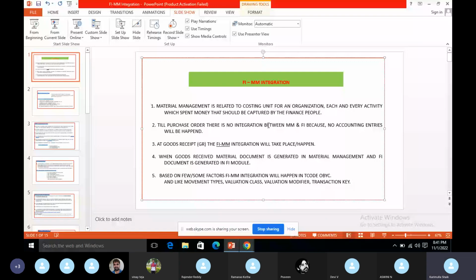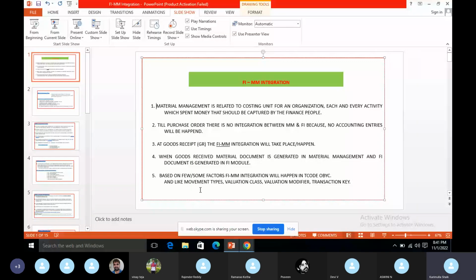Yeah, material management is related to costing of an organization. Each and every activity on which we spend money should be captured by the finance people. Till purchase order, there will be no integration between FI and MM, because no accounting entries will happen there. At goods receipt, the FI MM integration will take place. When goods receipt happens, a material document is generated in material management, and an FI document is generated in the FI module.